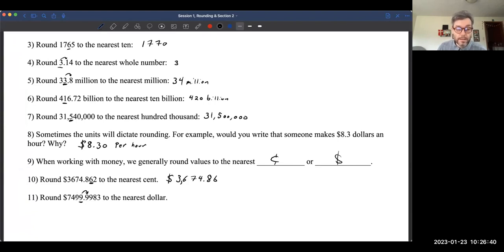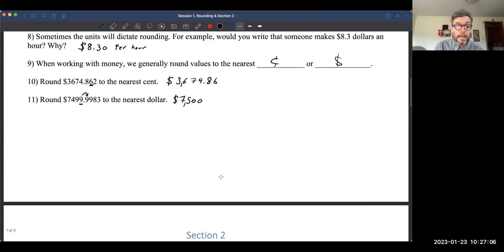But what happens then? Then this number goes larger. So this is kind of like a chain reaction type of thing. And that happens every once in a while, especially when you're dealing with money, that this chain reaction of rounding will happen. So I think this will be 7,500. So $7,500. That's what I think it would round to.